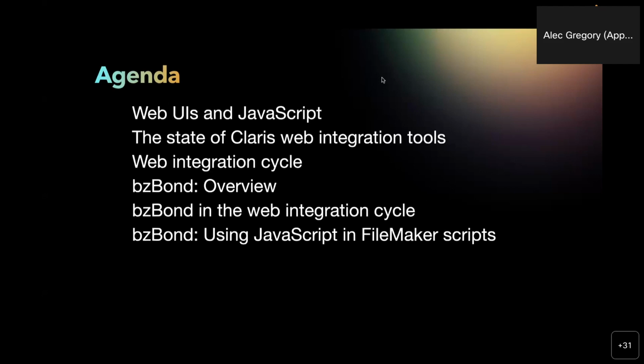We'll then look at a discrete feature of bzBond, which is using JavaScript in FileMaker scripts. There's a few novelties there that people may be interested in. I'll do a quick note about the open source nature at the end, and then we'll do a recap.